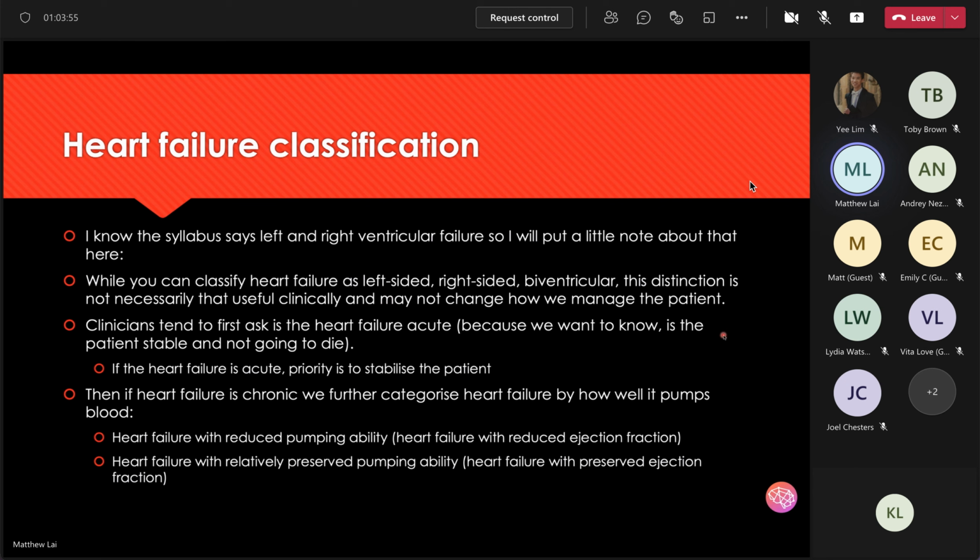So what actually happens in reality is that clinicians first tend to ask, is the heart failure acute? Because we want to know, is the patient stable and not going to die? If heart failure is acute, our priority is to stabilize the patient. Then if the heart failure is chronic, we further categorize it by how well the heart pumps. If it's heart failure with reduced pumping ability, that's heart failure with reduced ejection fraction. If it's heart failure with relatively preserved pumping ability, so your heart still pumps fairly well, that's heart failure with preserved ejection fraction.